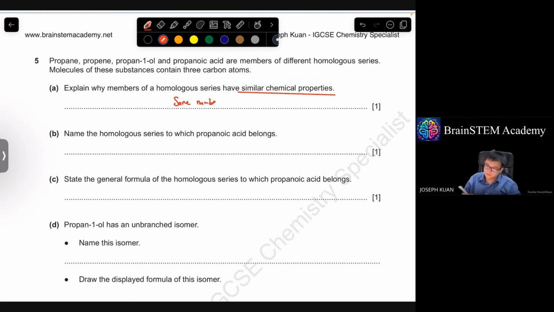Sorry. No. Sorry, my bad. It has been a habit. When I see this word, I think of same number of valence electrons. No. That's for the same group. That's for the same isotope. This is for homologous series.